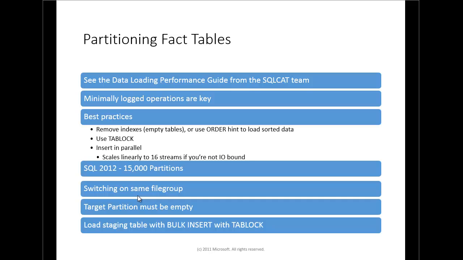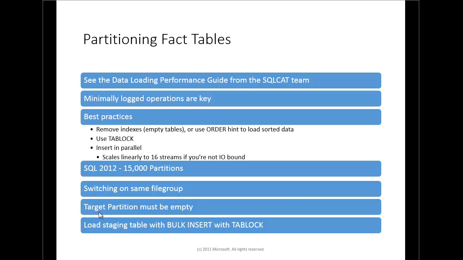Remember that when you're switching, if you're in the same file group, it is a metadata operation. However, if you're switching partitions between file groups, it is not a metadata operation. You actually create a duplicate set of data in the source file group, and then that is actually transferred to the target file group. And so you need to be very careful and understand very thoroughly what you're doing if that's something you have to do. But sometimes that's unavoidable.